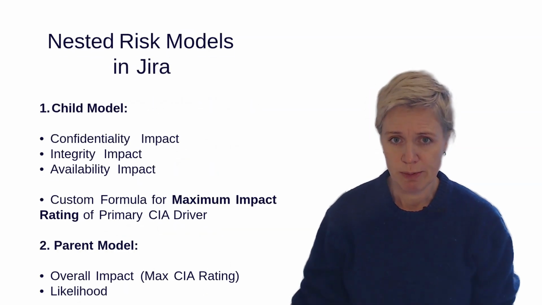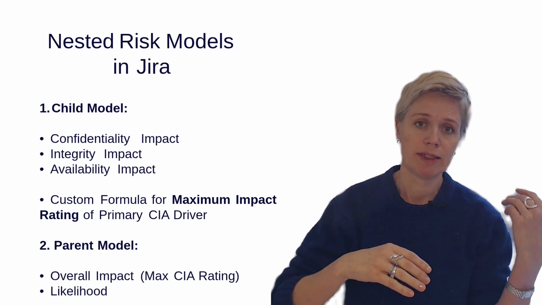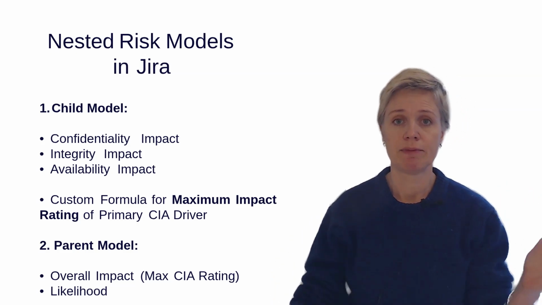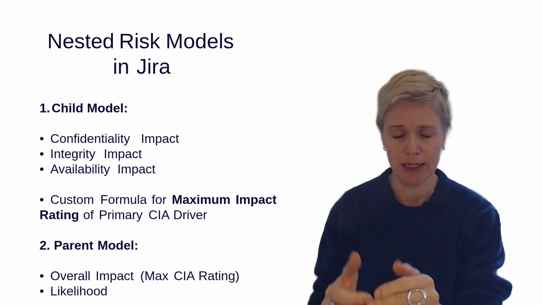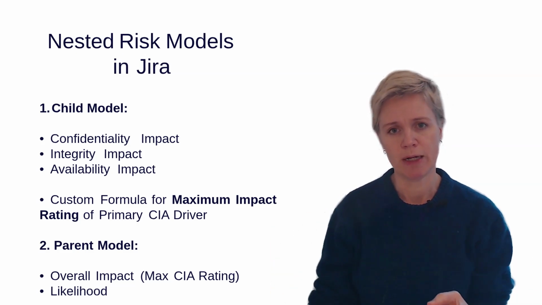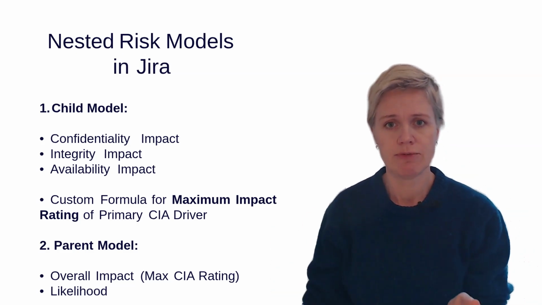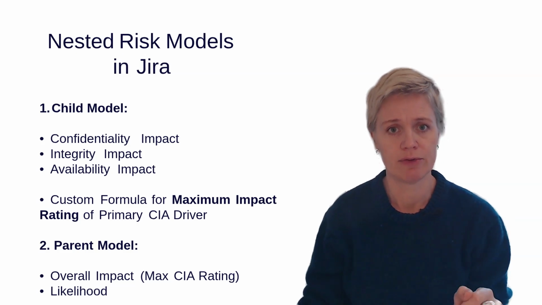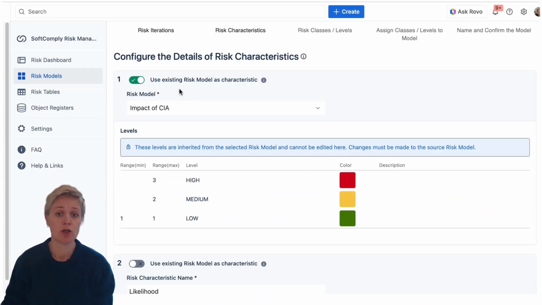Inside SoftComply Risk Manager Plus, we implement this using nested risk models. So we have the child model, where we have the impact assessment for confidentiality, integrity, and availability, or the CIA. And the ratings are low, medium, high for all three of them. Now, this model includes a custom formula that selects the maximum value of the three CIA ratings. The parent model is using the overall impact that comes from the child model.